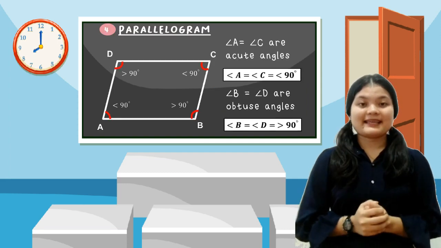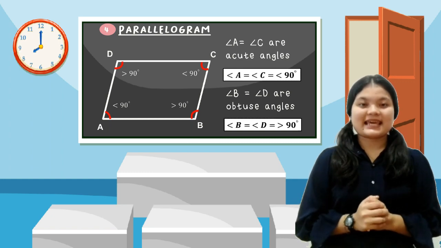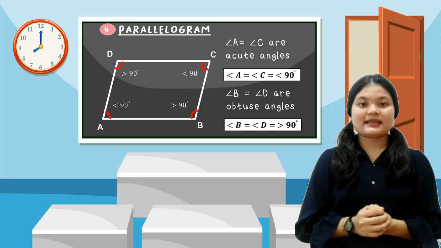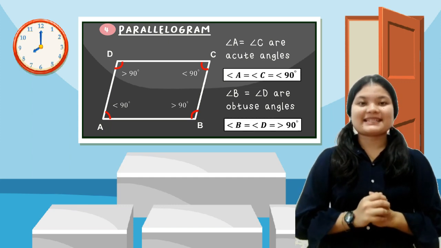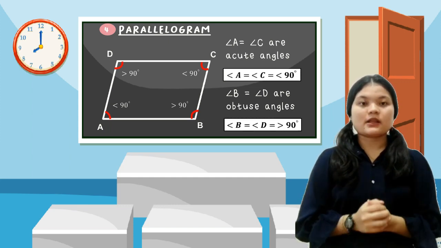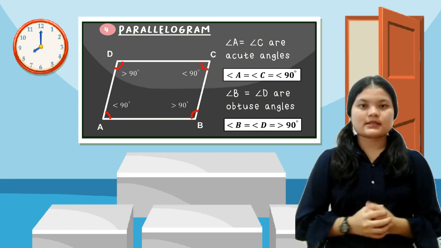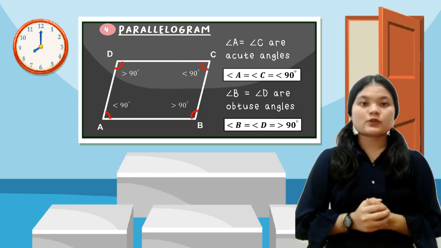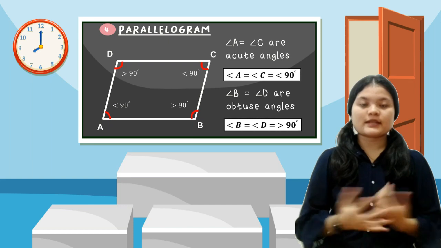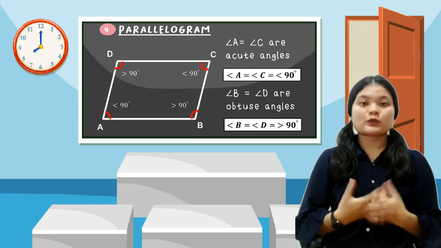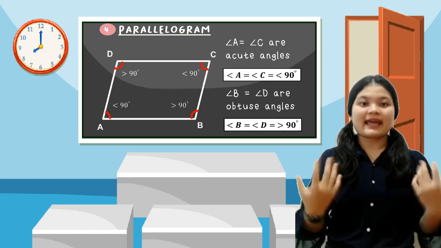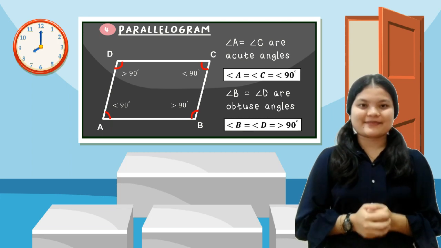Next, angle A is equal to angle C, and is an acute angle. Angle A is equal to angle C, has an angle of less than 90 degrees, and angle B is equal to angle D, is an obtuse angle. Angle B is equal to angle D, has an angle greater than 90 degrees.